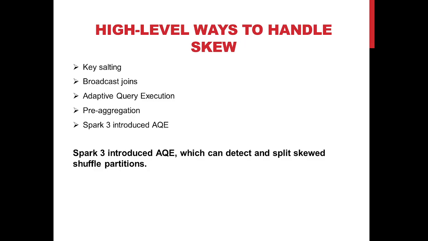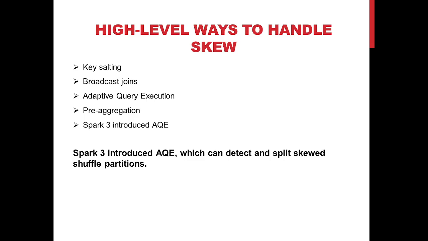Now, we need to understand how to handle join skew. This is very important. How do we fix skew? There are several strategies. First is key salting, where we split heavy keys into multiple subkeys. We can also use broadcast join, where we avoid shuffle when possible. There's a third one, pre-aggregation, where the data is reduced before joining.